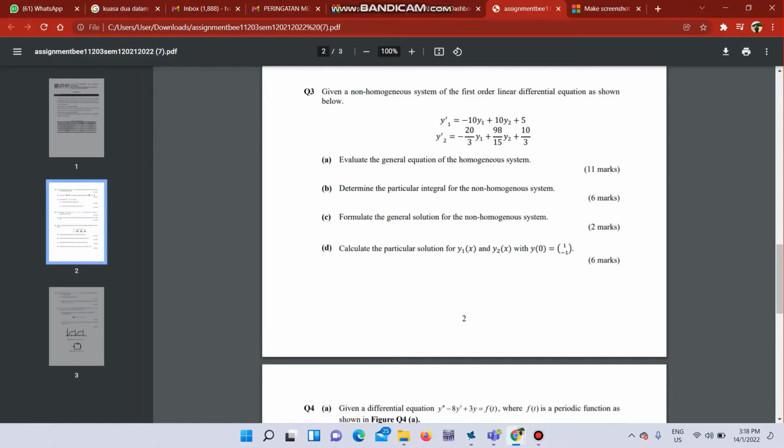And question 3A is to evaluate the general solution of the homogeneous system, question 3B is to determine the particular integral for the non-homogeneous system, question 3C is to formulate the general solution for the non-homogeneous system, and question 3D is to calculate the particular solution for y1(x) and y2(x) with y(0) equal to (1, -1).